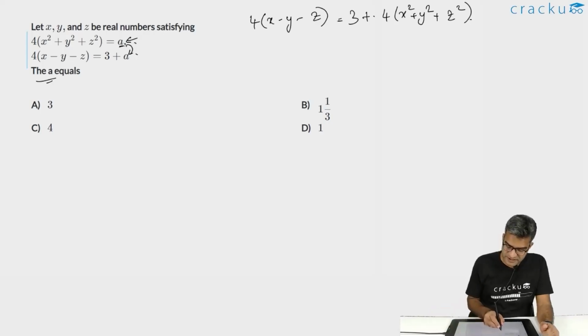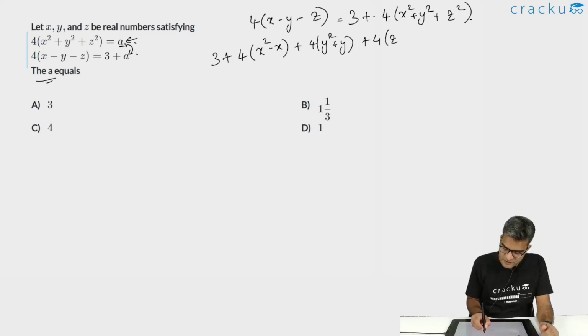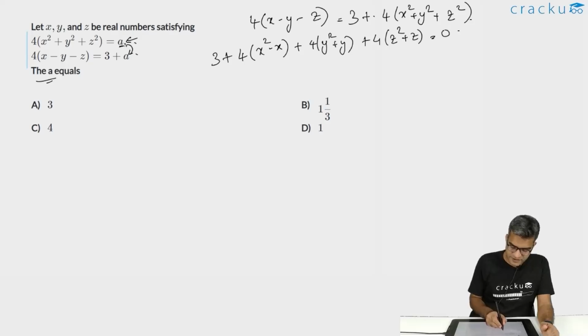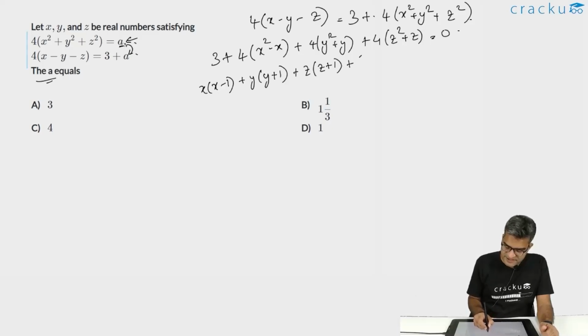Now this would imply that 3 plus 4 times x square minus x plus 4 times y square plus y plus 4 times z square plus z is equal to 0. So this would imply that x into x minus 1 plus y into y plus 1 plus z into z plus 1 plus 3 by 4 is equal to 0.